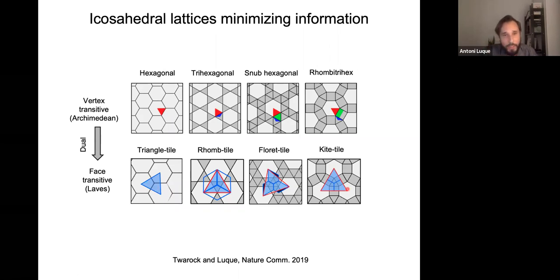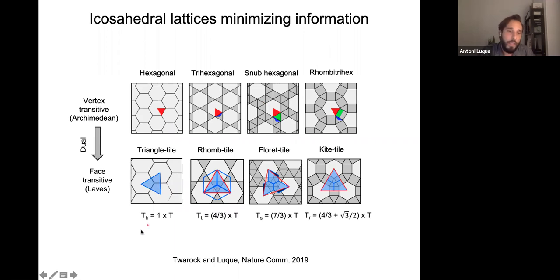Now, what occurs here is that since we are adding additional polygons in the lattice, and these tiles also have different sizes, the T number gets multiplied by a surface factor. So the hexagonal lattice is just the classical T number, so it gets multiplied by 1. But these little triangles add a factor 4/3 for the trihexagonal, a factor 7/3 for the snub hexagonal, and a factor 4/3 plus square root of 3 divided by 2 for the rhombitrihexagonal. So that means that the surfaces are increasing for the same number of hexagonal steps.